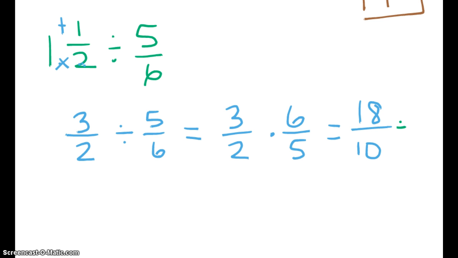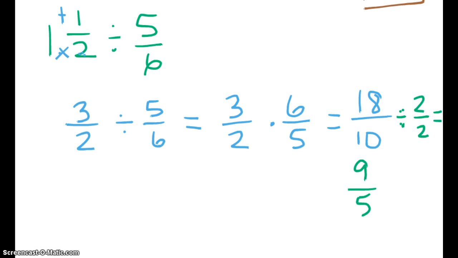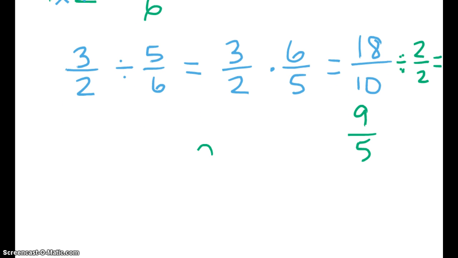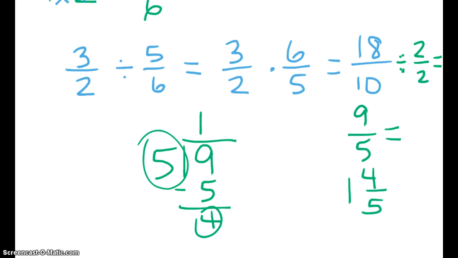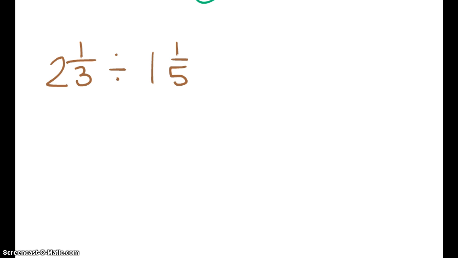I'm going to go ahead and simplify by 2 halves, and I get 9/5. Then I'm going to take 9 and divide it by 5. 5 into 9 is 1. So our whole number is 1 with 4 out of 5 pieces remaining. Okay? Last one, write this down and solve.